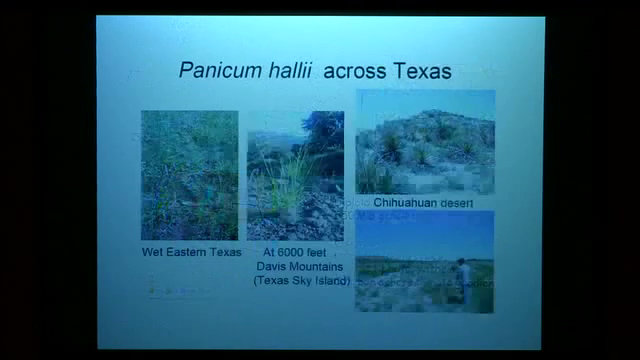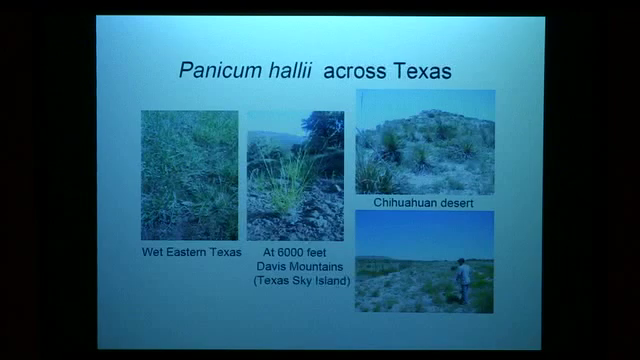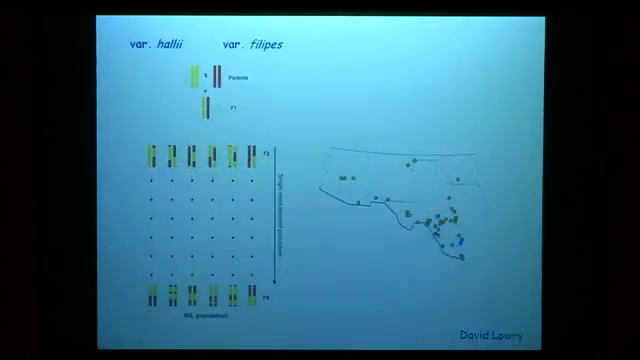So basically, we've been going out and collecting accessions of this native grass across the Southwest in a variety of different habitats. We find it in relatively wet East Texas. We find it at high elevation Sky Islands in West Texas. We find it in Chihuahuan Desert. And we've been taking these accessions and crossing them and making traditional genetic mapping populations.